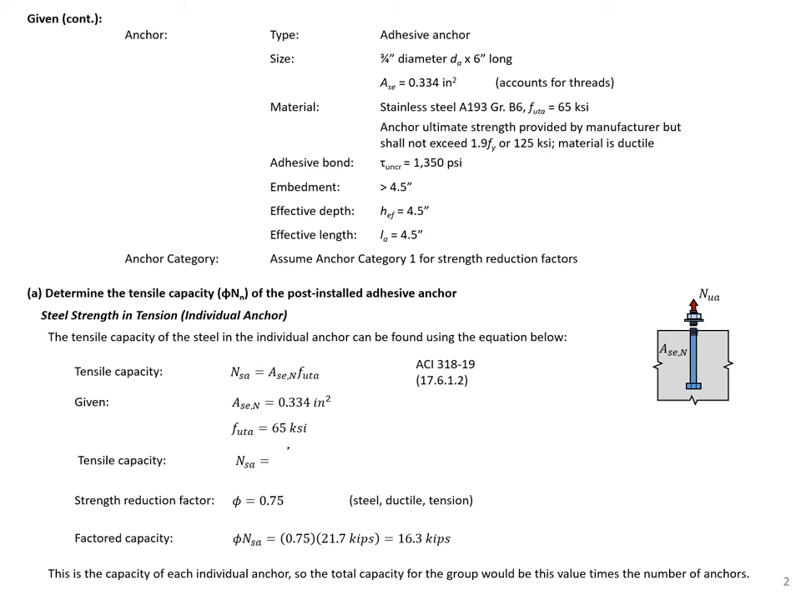So we can then calculate our tensile capacity just by taking the area, 0.334 square inches, times the ultimate strength of the anchor, 65 KSI, which will give us a tensile capacity of 21.7 kips. We can use our strength reduction factor for the steel anchor, assuming a ductile failure in tension, of 0.75 to find our factored capacity. 0.75 times 21.7 equals 16.3 kips. This is the capacity of each individual anchor, so the total capacity for the group would be this value times the number of anchors, which is 2 anchors.